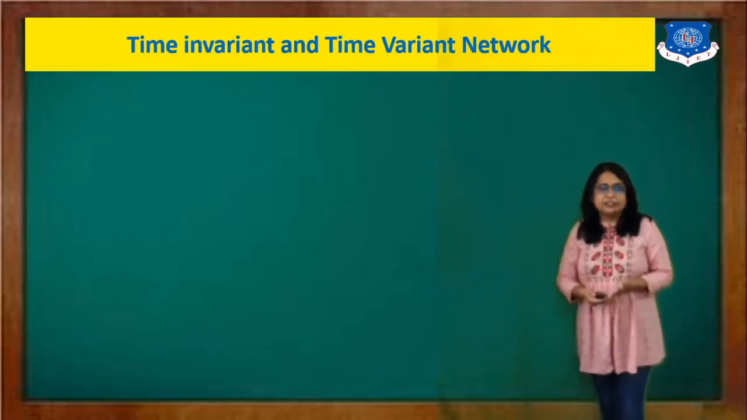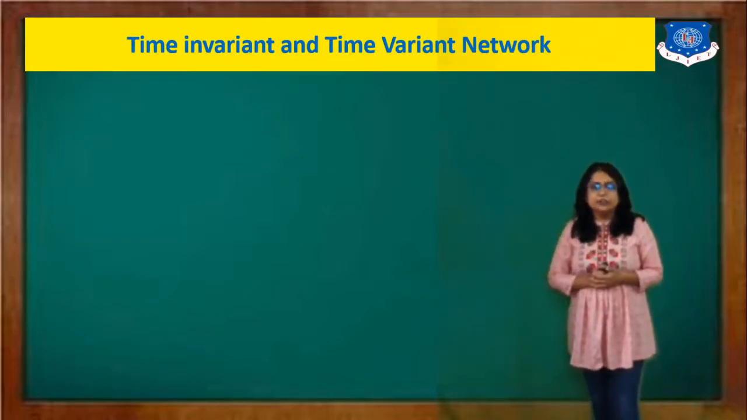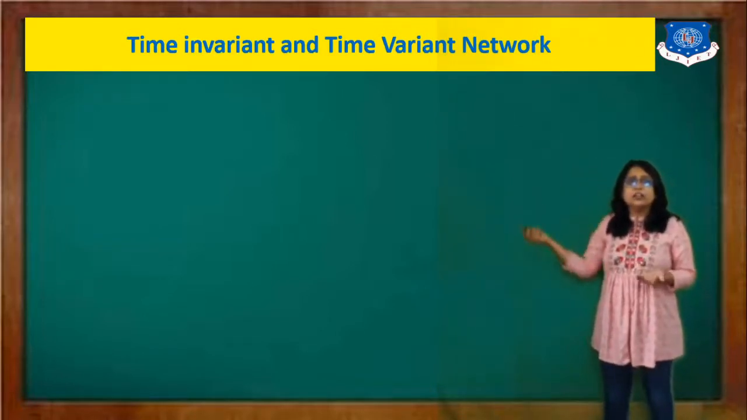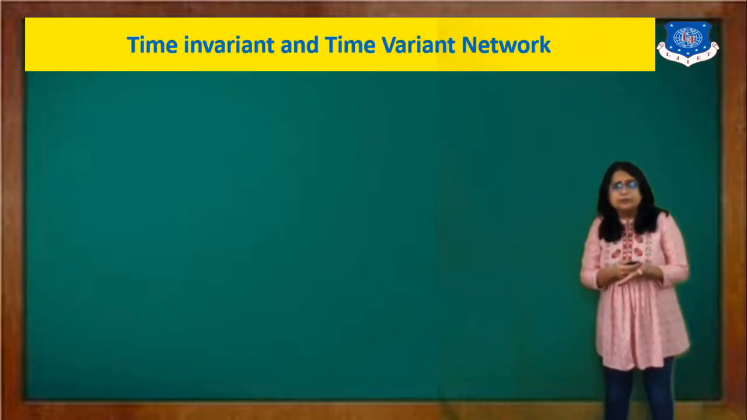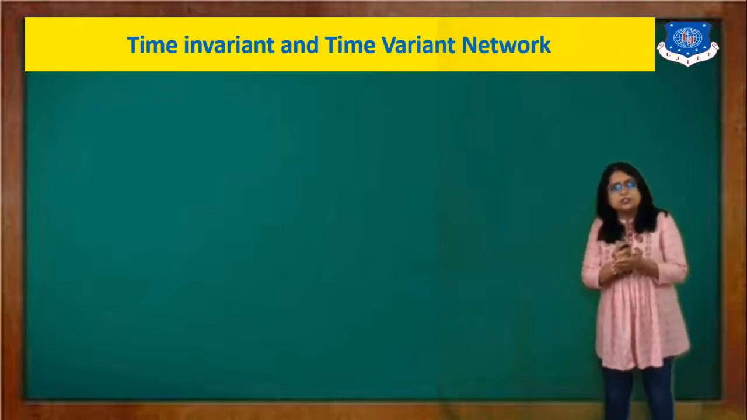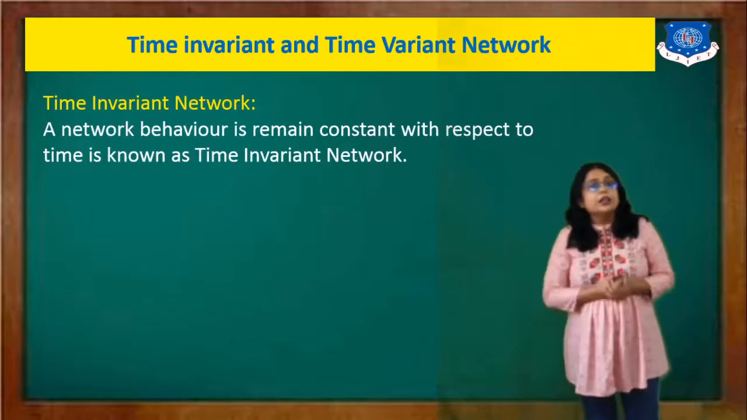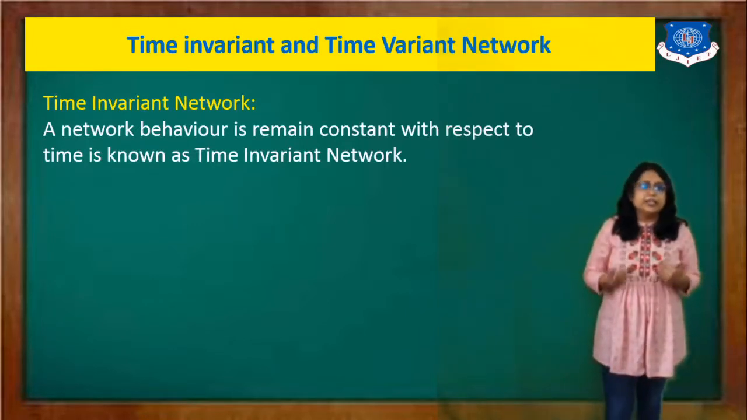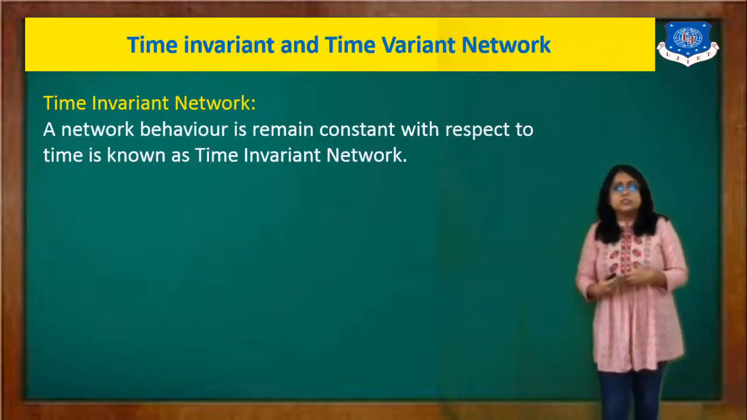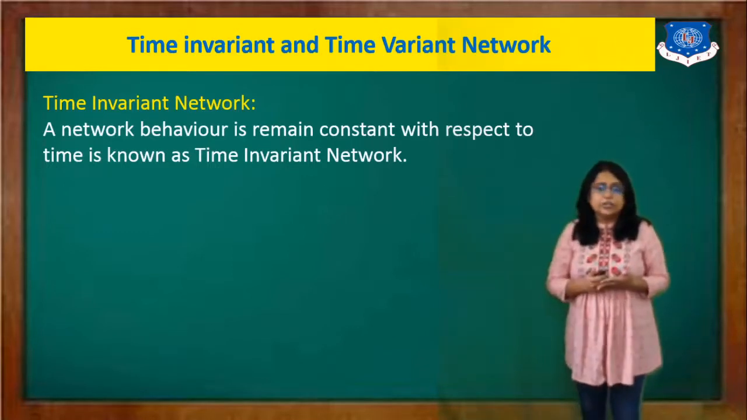Now our last definitions are time invariant and time variant networks. The name itself suggests, a network that depends upon time, varying with respect to time, is time variant. If it is constant, it is time invariant. Now let's see in detail. First we will see the time invariant network. A network whose behavior remains constant with respect to time is known as a time invariant network.